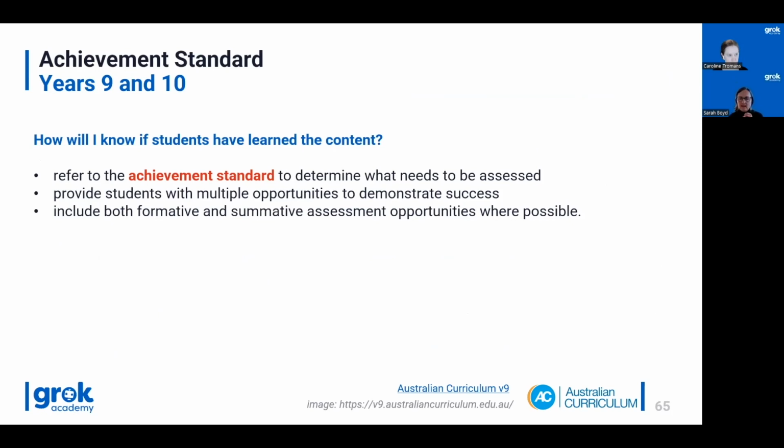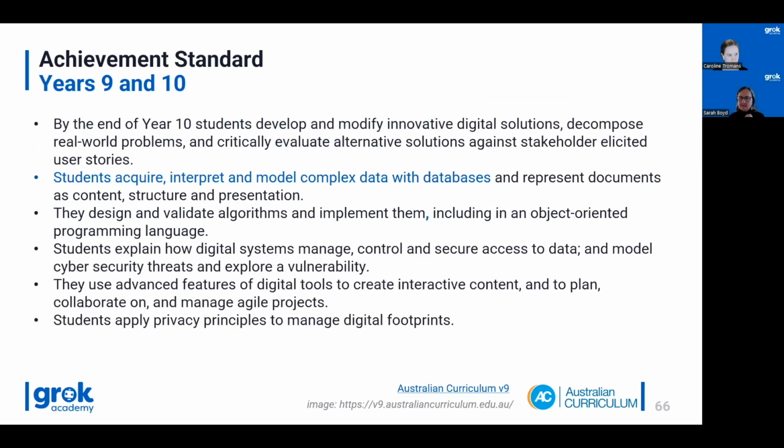So for Years 9 and 10, the first sentence of the achievement standard summarizes what you need to achieve by the end of Year 10. So by the end of Year 10, students develop and modify innovative digital solutions, decompose real-world problems, and critically evaluate alternative solutions against stakeholder elicited user stories. And this is really a summary of what you want by Year 10, but incorporated in that is that students need to acquire, interpret, and model complex data with databases. That's really the part that's related to what we're doing today, but the first sentence summarizes what you want by the end of Year 10.